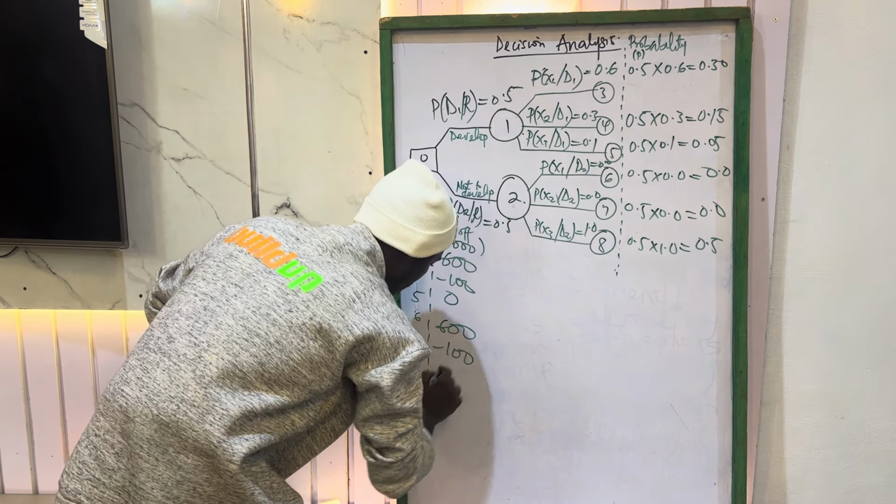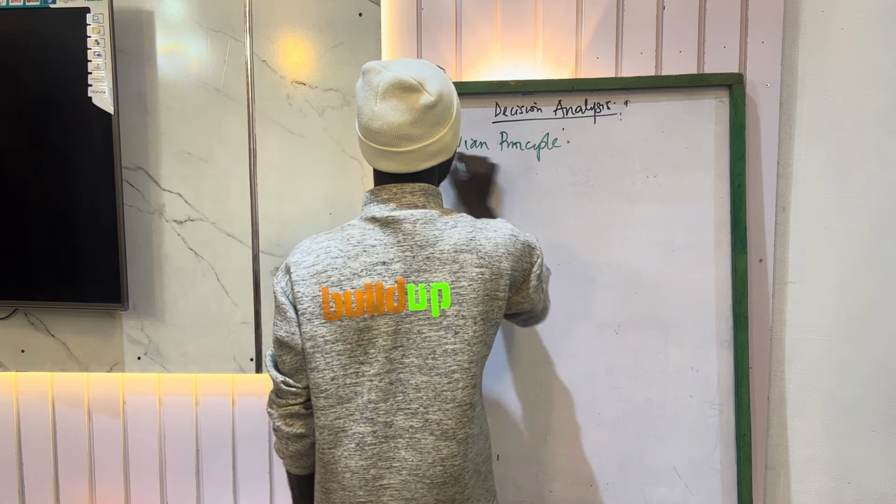We continue on the decision analysis. So the last time we discussed decision trees. This time around we're going to be talking about the Markovian principle for solving decision analysis.